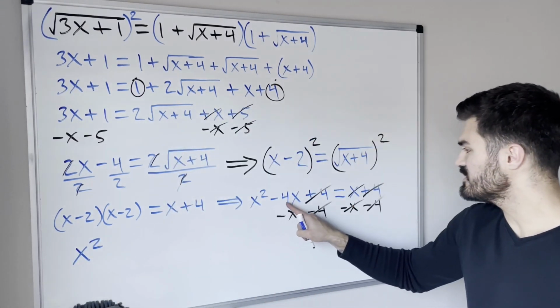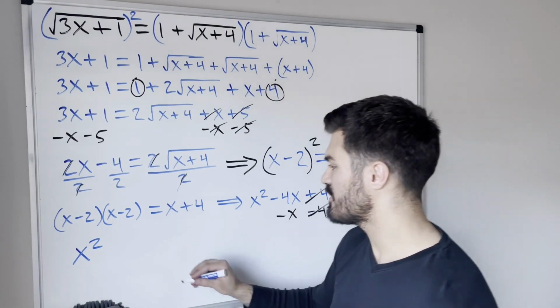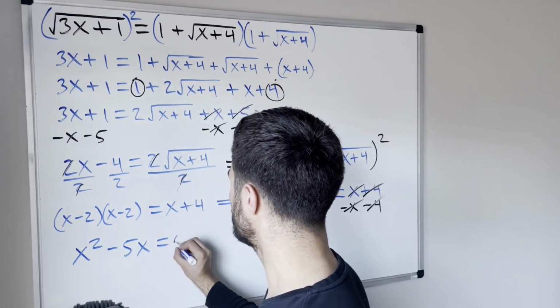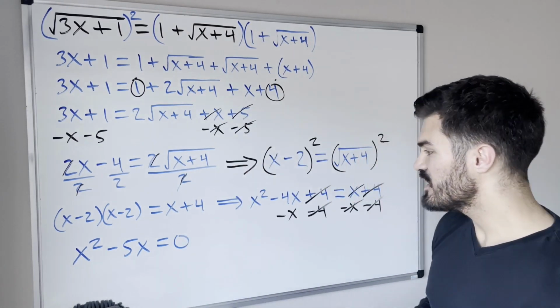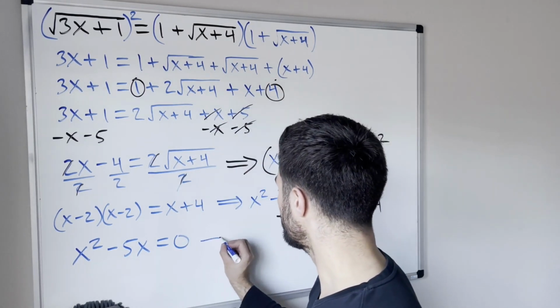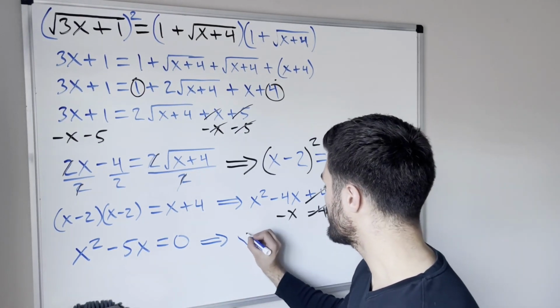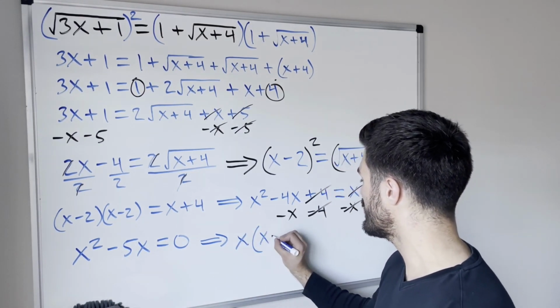And what do we have? Minus 4x minus x. That is minus 5x. And that is equal to 0. This can be nicely factored. Let's draw an arrow here. We can take out an x. There's a common factor of x, and what we're left with is x minus 5.